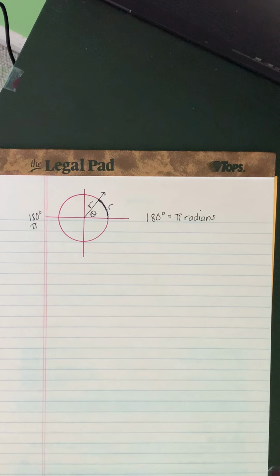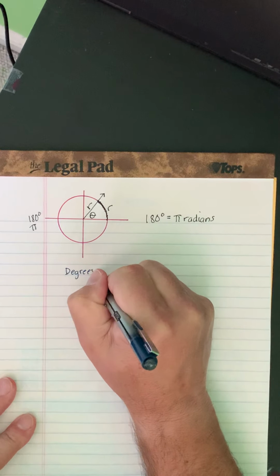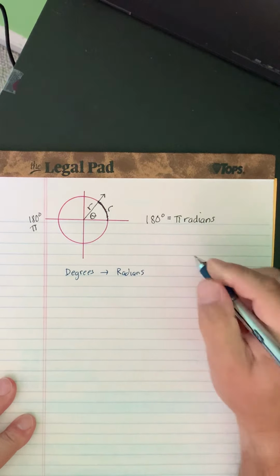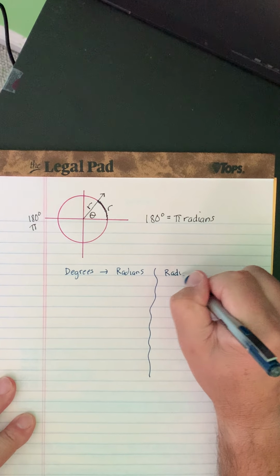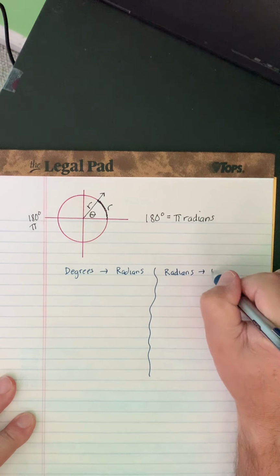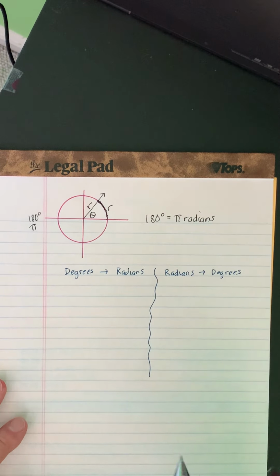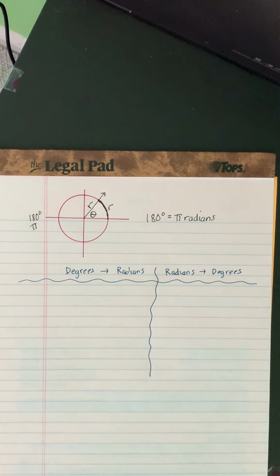All right, so let's see how we convert. Let's convert degrees to radians and radians to degrees. Okay, so that's what we want to do. Every now and then I keep checking to make sure I'm still in frame up here. I don't have the perfect setup, but it's working.